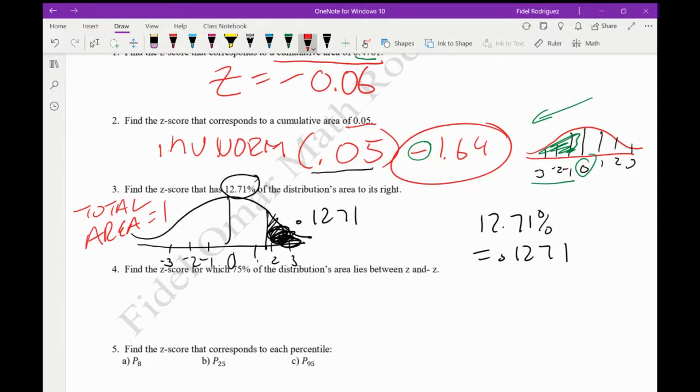And because my calculator and my tables always tell me the area to the left, what I really want to know is, what's the area here in this red part? The way I could find the area in that red part is I could say, what's 1 minus 0.1271? So if I do that on my calculator, 1 minus 0.1271, I'm coming up with 0.8729, right? And that's telling me that's the area over here.